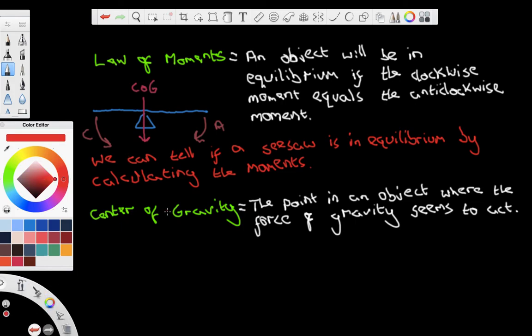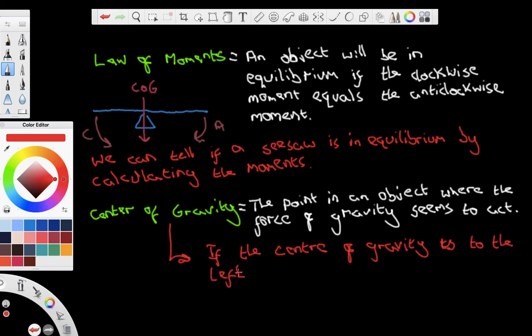So we can say if the center of gravity is to the left or right, a turning force is made.